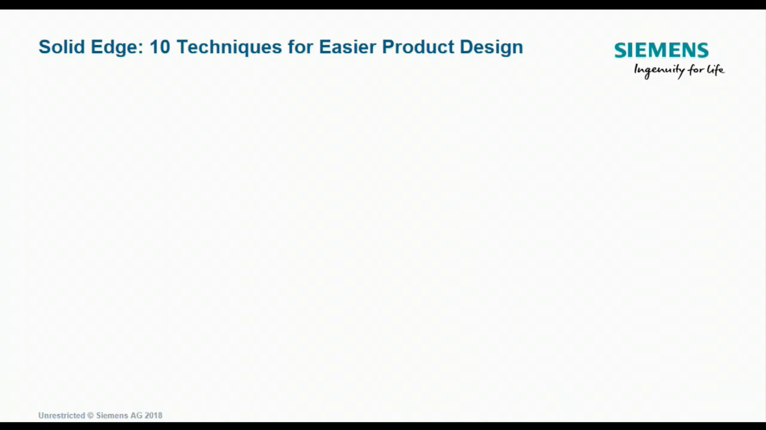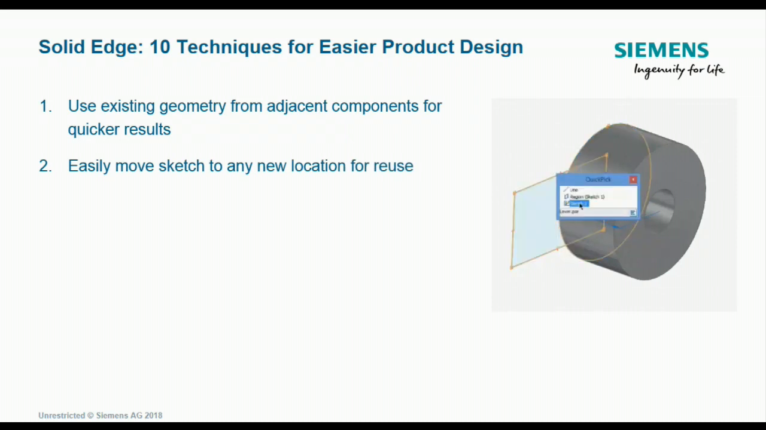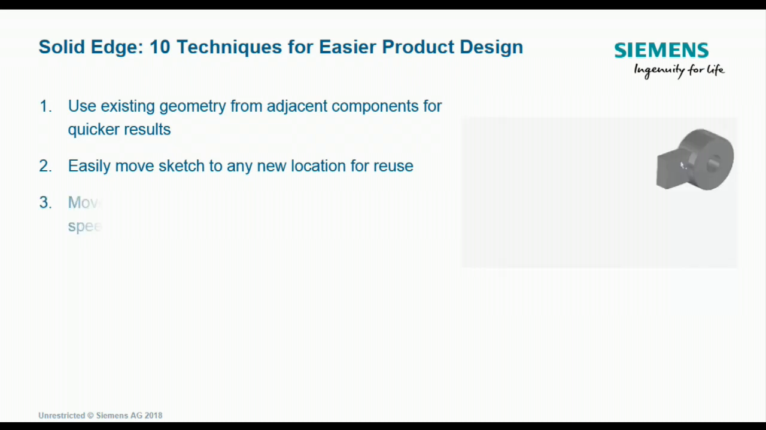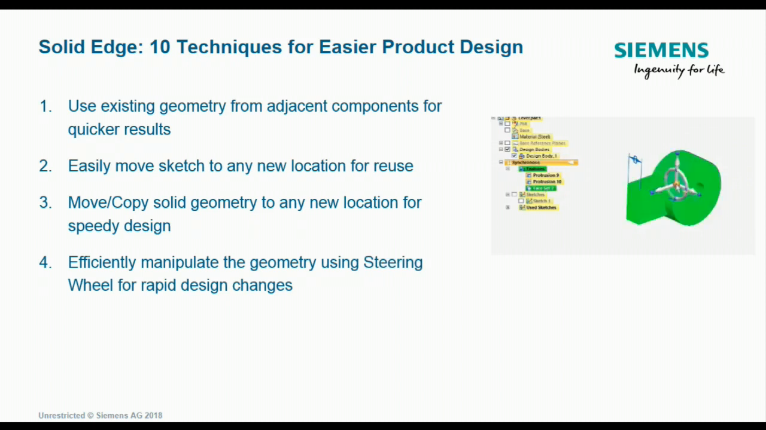Let's summarize the techniques that we have covered while working in Solid Edge. Solid Edge allows for reuse of existing geometry from neighboring components, accelerating design right from the start. Easily move a sketch to a new location and reuse for developing same 3D geometry again. Move or copy solid geometry to any new location to accelerate your design. Efficiently manipulate the geometry using steering wheel for rapid design changes.